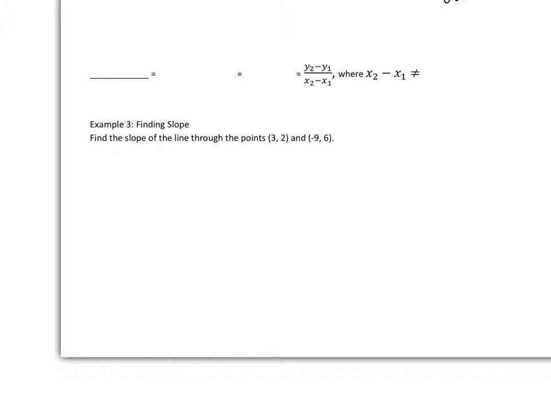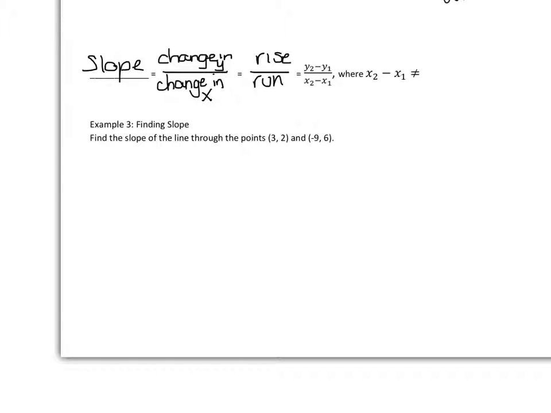Okay, the next thing we're going to talk about is slope. Do you remember what slope is? It's rise over run. Very good. Change in y over the change in x. Rise, that's y, that's vertical. Run, that's x, that's horizontal.